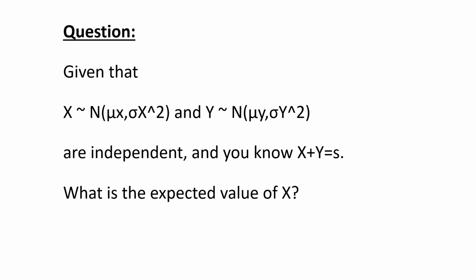Given that x and y are two normal random variables with mean mu and variance sigma squared, we're given that x plus y is equal to some constant value of s. What is the expected value of the random variable x?